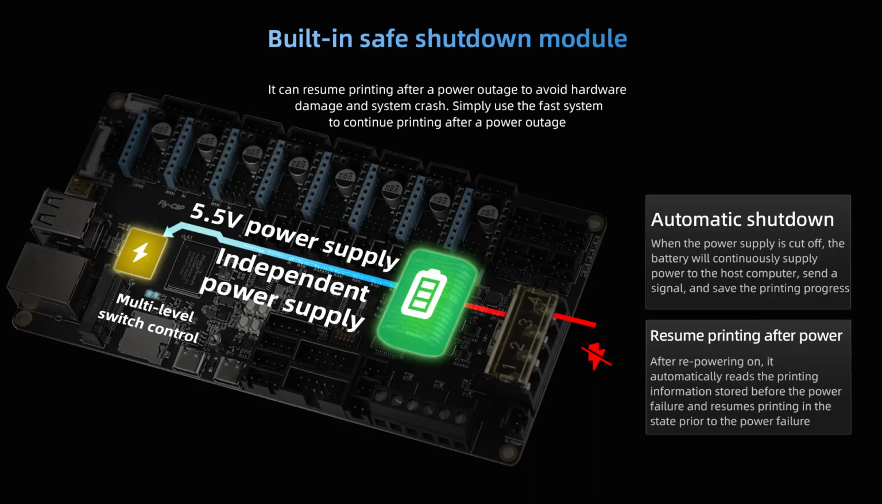The host and the MCU are on separate power supplies. With independent power domains, the system isolates faults. If a driver or sensor shorts, it won't take down the host or MCU.